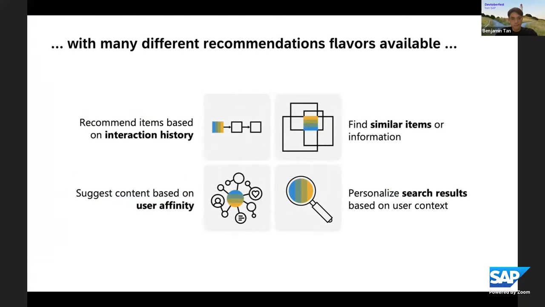Okay. So personalized recommendations has many types or flavors of recommendations to fit any business requirement. We have next item recommendations that recommends items based on the interaction history. We have similar item recommendations that recommends items based on similarity. We have user affinity recommendations that tells us the type of content a user is interested in. And lastly, we also have a smart search recommendation, a search engine that is enhanced based on the user interaction history, context or profile.